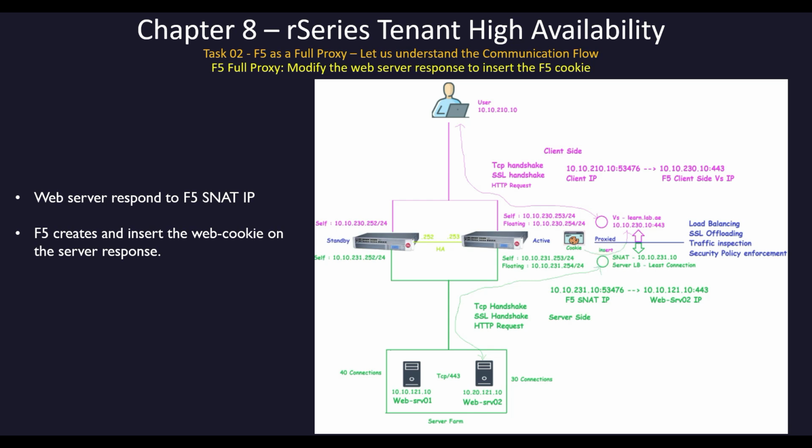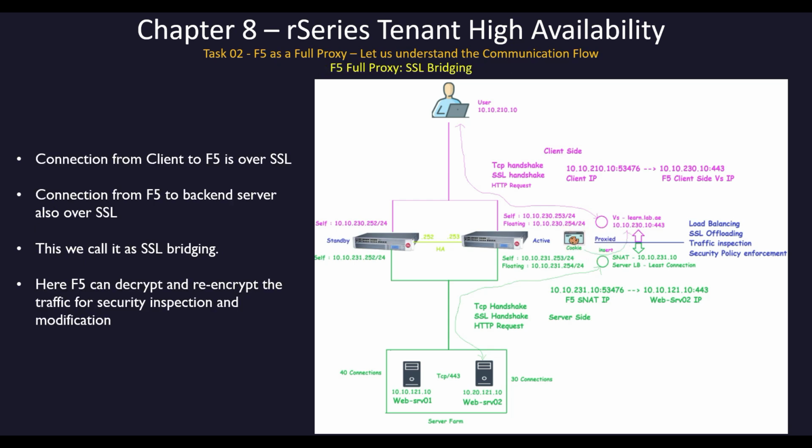FI SNAT IP receives the server response. It also creates and inserts the persistence. Typically it is a cookie. This is based on your persistence configuration. Then it maps the server response to the client-side virtual IP and forwards it to the client. This behavior is what we call the FI full proxy function. Two important points to note here.